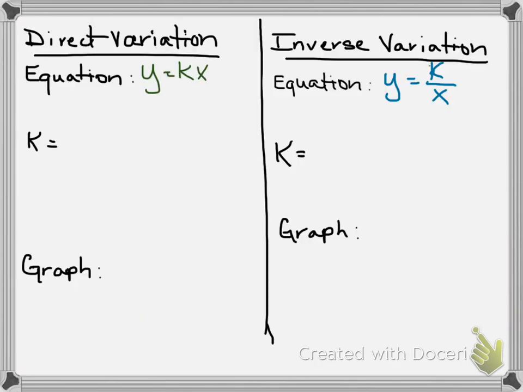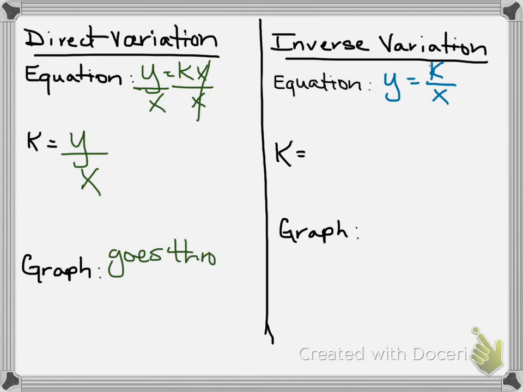So let's go over these. Okay, the direct variation. Remember, if I'm paid $10 an hour, if I work more, I get paid more. And to solve for k, we're going to divide by x on both sides. And then k will equal y divided by x. And what is my graph? Let's say it goes through my origin, point 0, 0, right? And then it is a straight line.